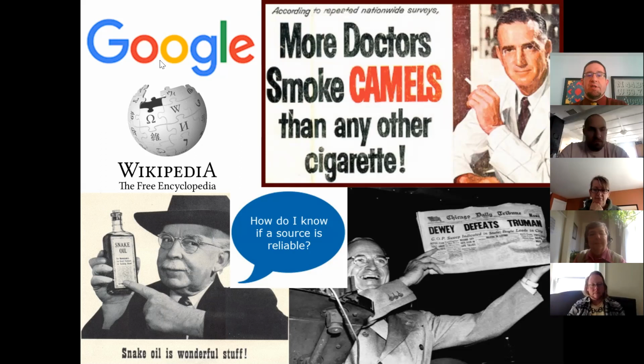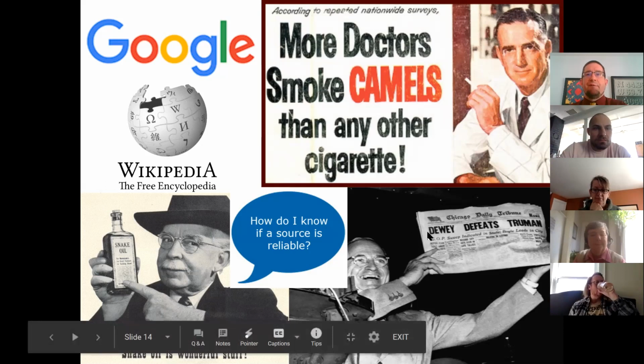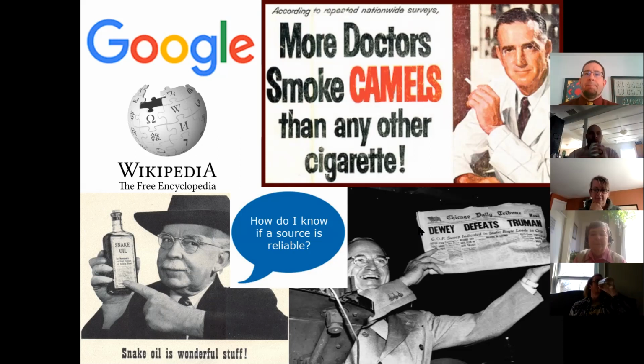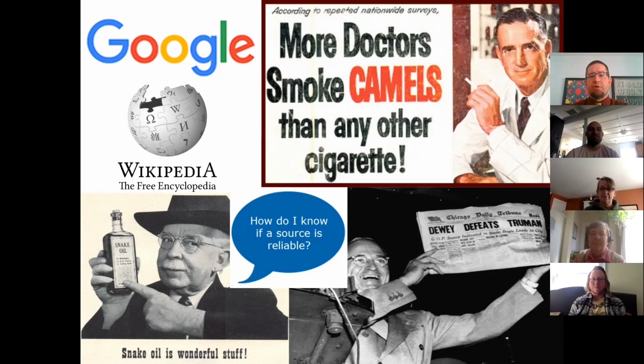There's the question always about Google versus Wikipedia and how do we value those sources and where do we bring it in? Bottom left, there's an advertisement for snake oil. It's wonderful stuff according to this guy. Do we believe him? Bottom right-hand corner, Dewey defeats Truman. Mr. Schmidt, I never heard of a President Dewey. What happened? Is this fake? No, that's a real newspaper. That's a real picture. That's really Truman. The paper was wrong when it printed itself. That's an actual document that's not been doctored in any way, shape, or form.